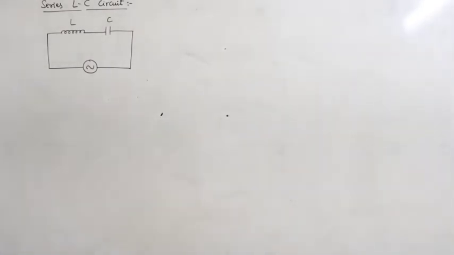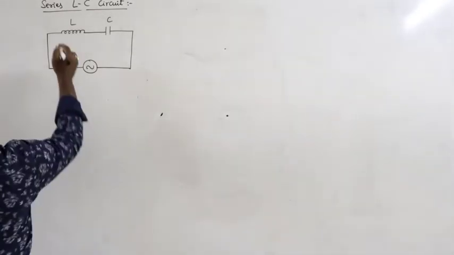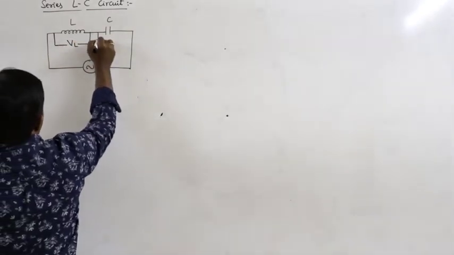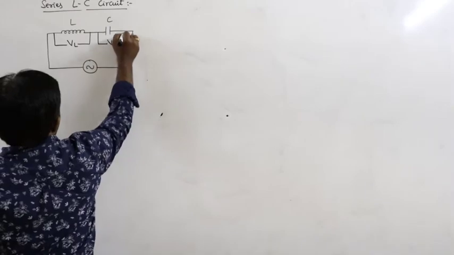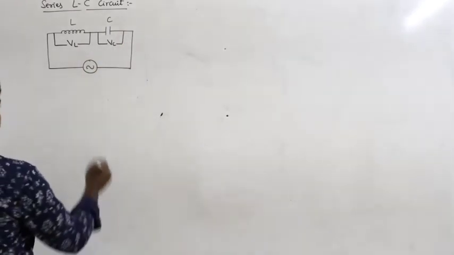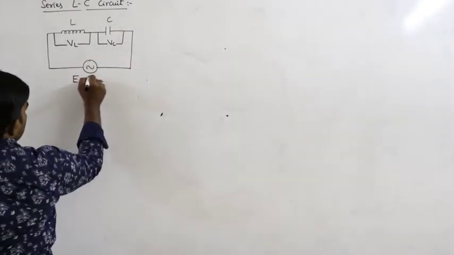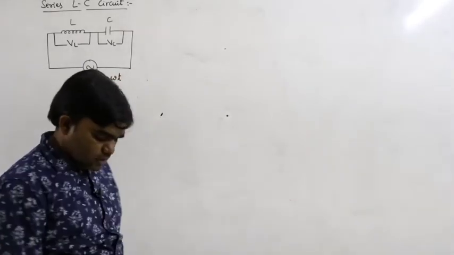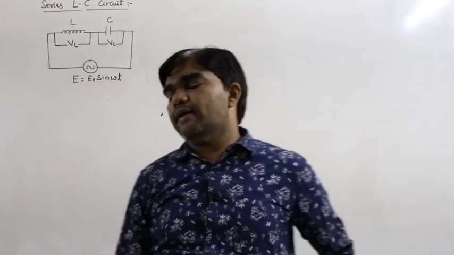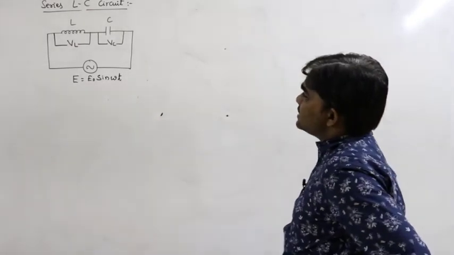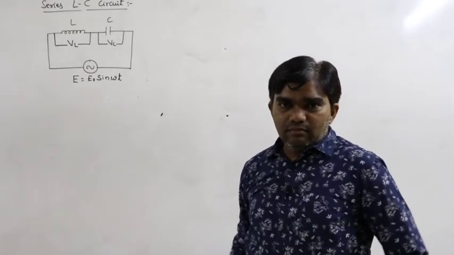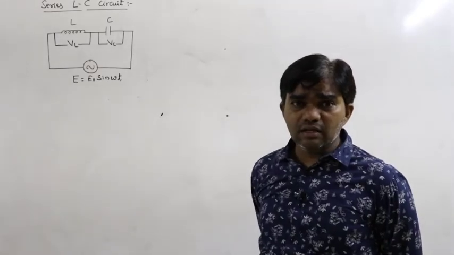Alternating potential is supplied to the inductor and capacitor. Then what happens here? Let us say the potential across this is VL and the potential across this is VC. E is equal to E naught sin omega t. So this is the series LC circuit. Inductor and capacitor are connected in series.